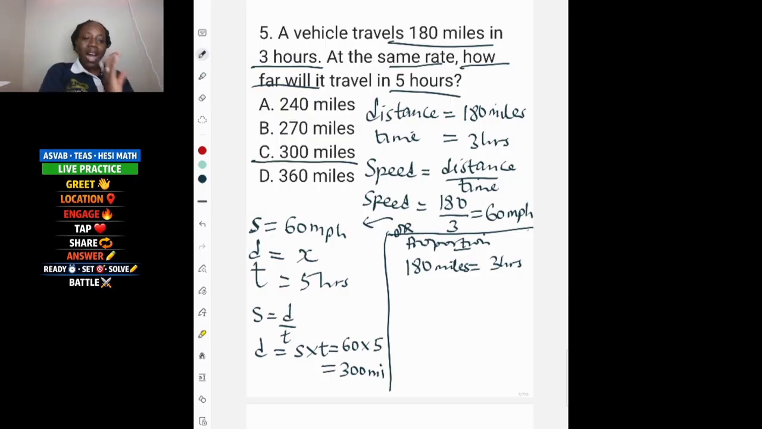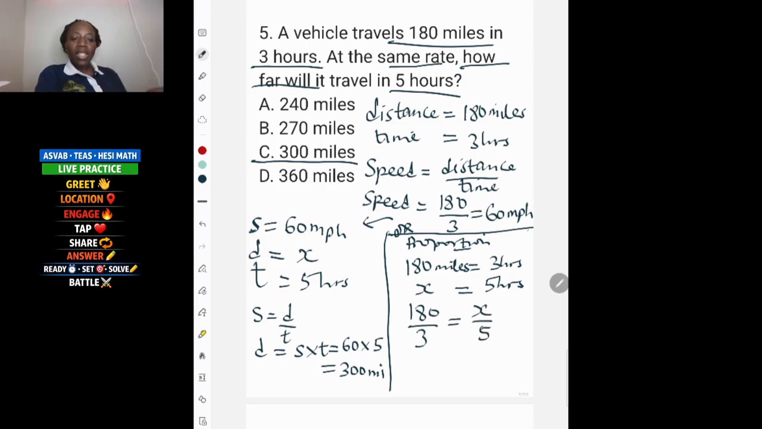How far is asking for another distance, right? Make that distance x. Then equate it to how many hours there? 5 hours. So now write it in a proportion way. That will be 1 area divided by 3 equal to x divided by 5.